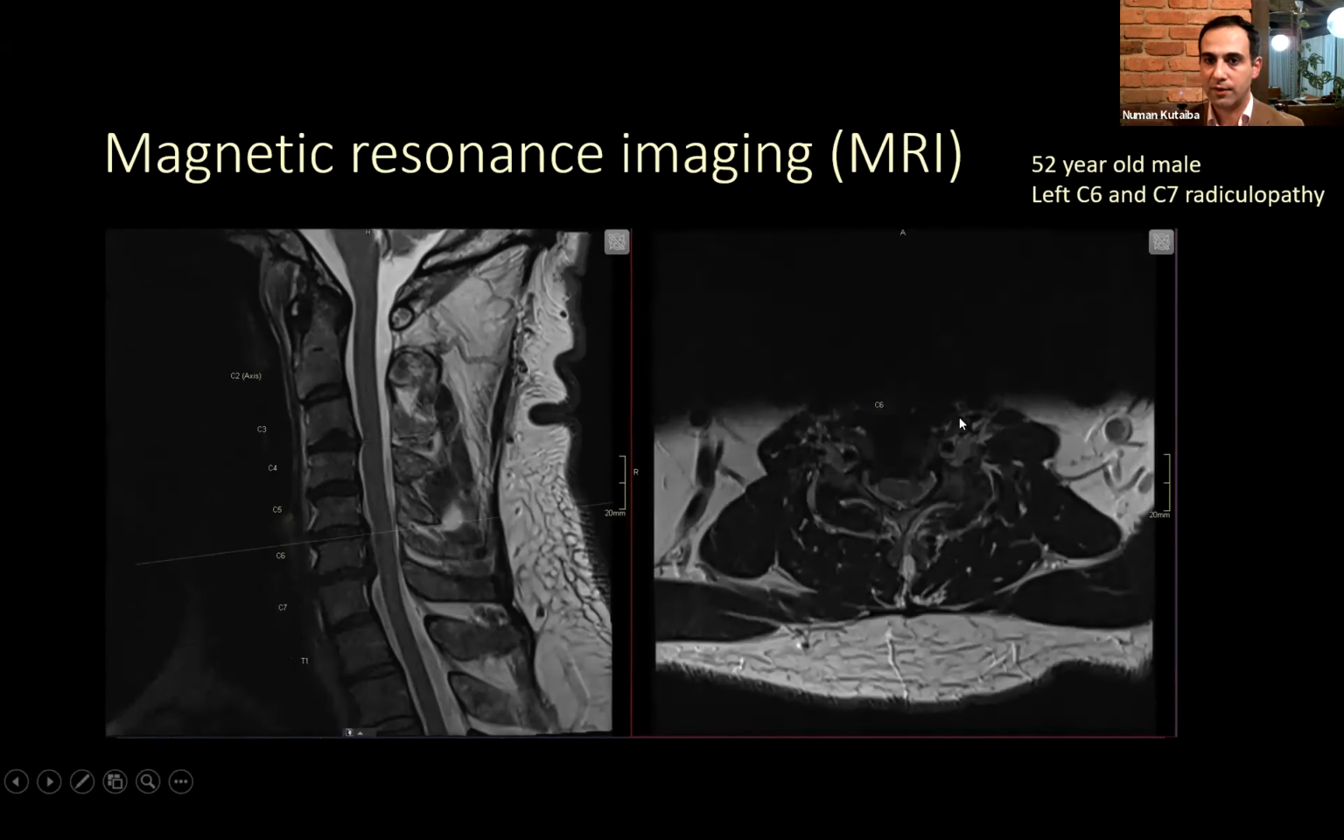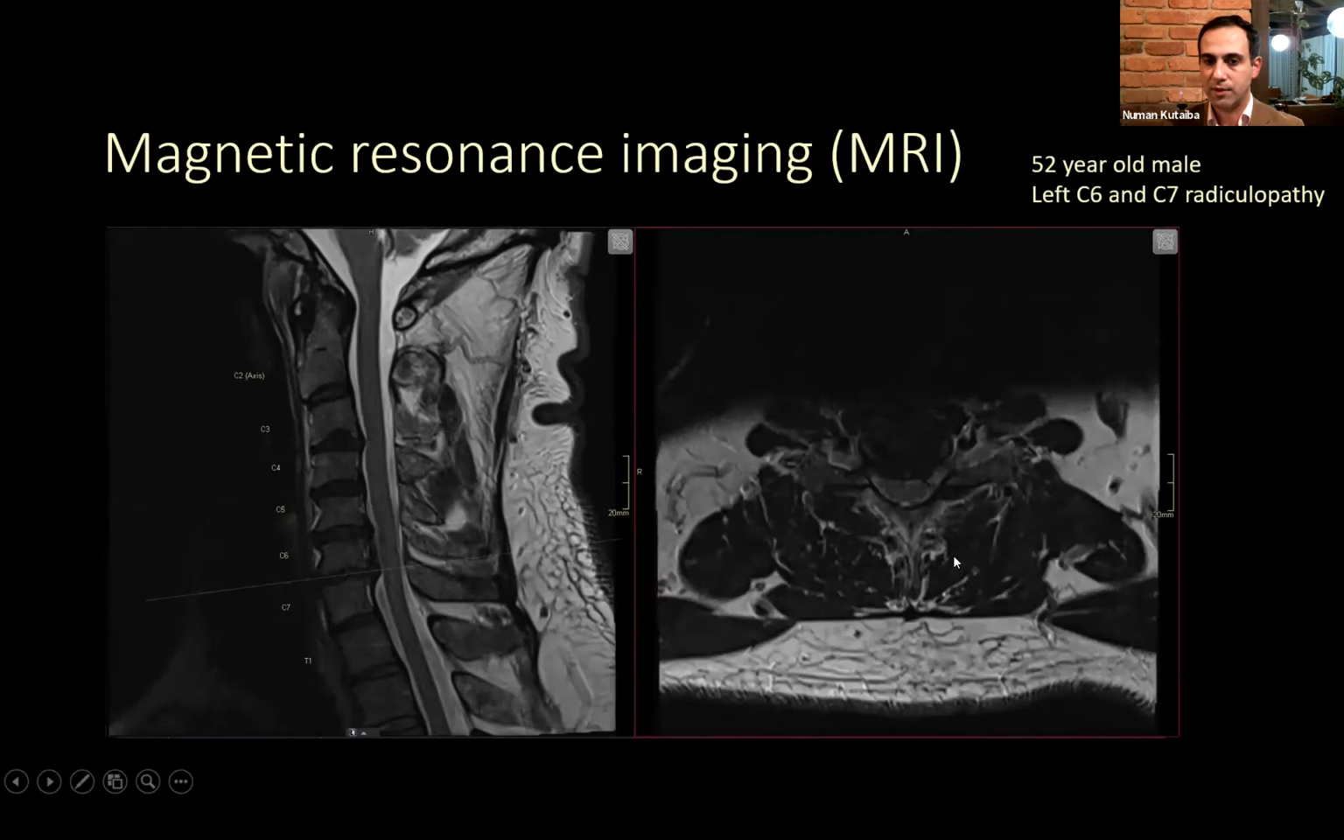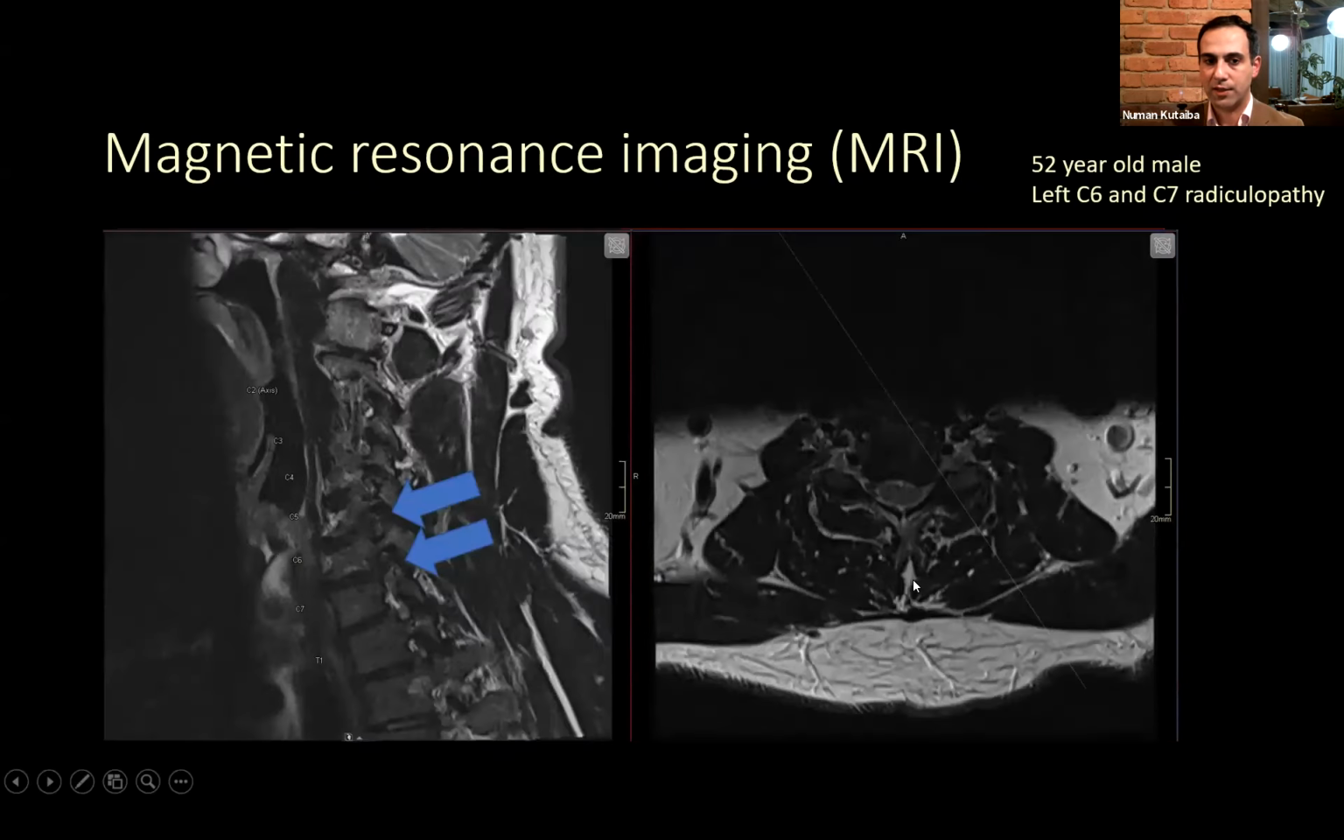At a lower level, however, the patient is complaining of left-sided symptoms in the lower cervical spine with radiculopathy to the C6 and C7 nerve roots. You can see radiological changes on both sides, but the patient is complaining of left-sided symptoms, and the same at the level below that, C6-7, radiological changes on both sides, but the patient is complaining of left-sided symptoms.